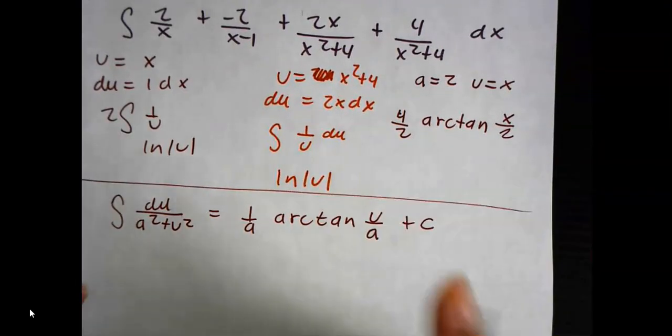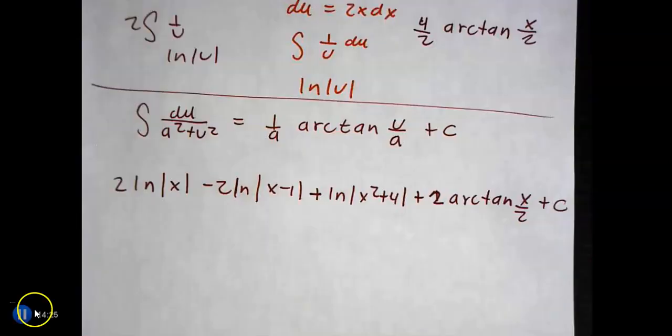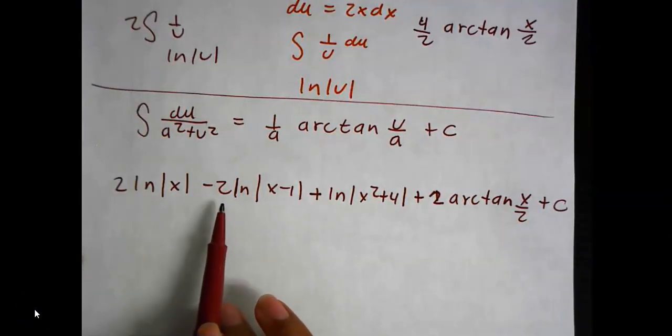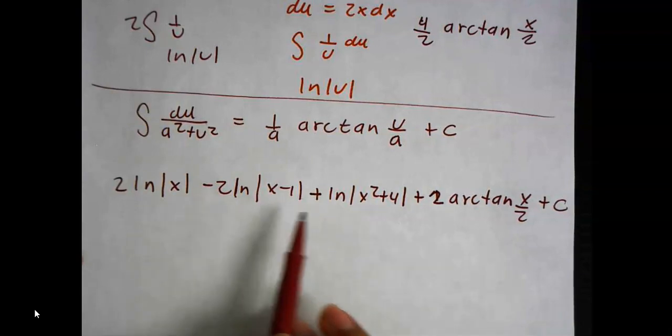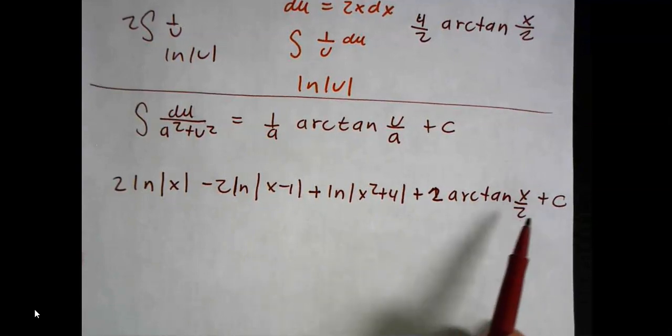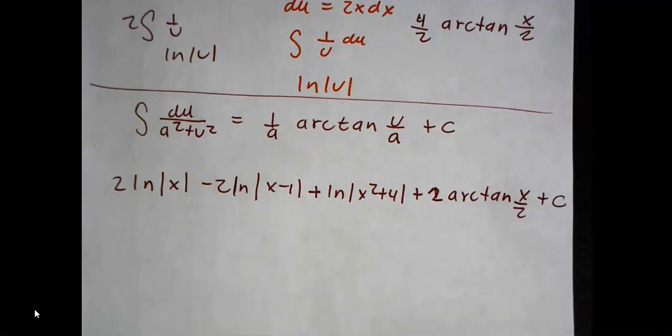What is my final integral? What would be my final answer? Final answer: 2 natural logarithm of x minus 2 natural logarithm of x minus 1 plus natural log of x squared plus 4 plus 2 arctangent of x over 2 plus C. And that's it for today.